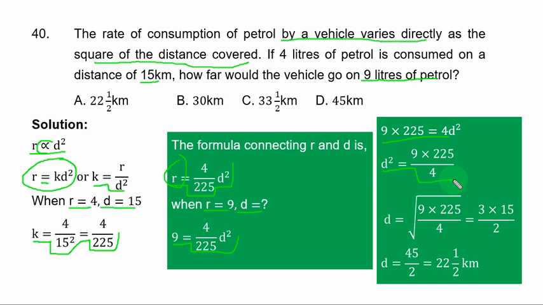All the numbers there are perfect numbers. Root of 9 is 3, root of 225 is 15, and root of 4 is 2. When you multiply, you have 45/2. By the given options, you need to express the answer in mixed fraction, and you have 22 whole number 1/2 kilometer. Going by this, option A is the correct option.